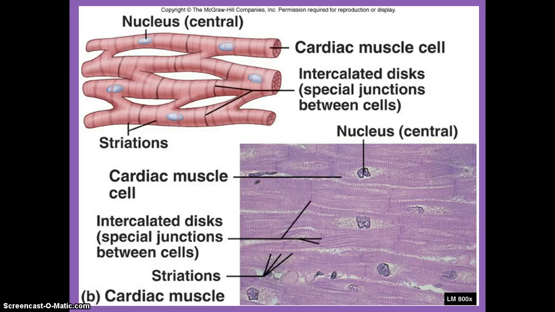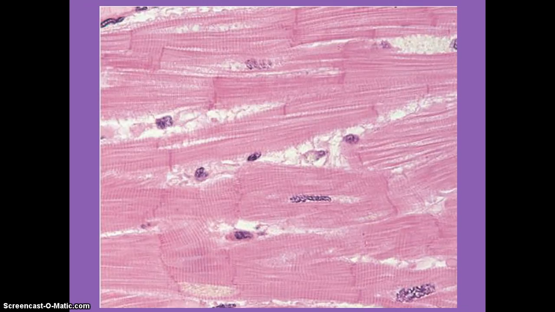All right, up top is an artist illustration of cardiac muscle, and at the bottom is an actual image under the microscope. Notice not too many nuclei because each cell only has one nucleus. Note that they are striated. There are stripes going across the cells, and then those dark seams are the intercalated discs. Here's another view of the same thing. So the dark seams between the cells would be intercalated discs.